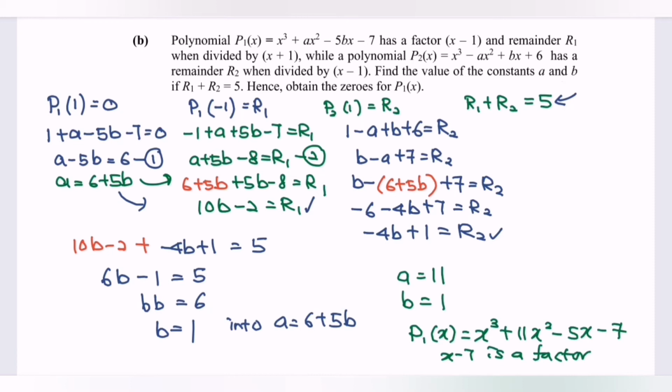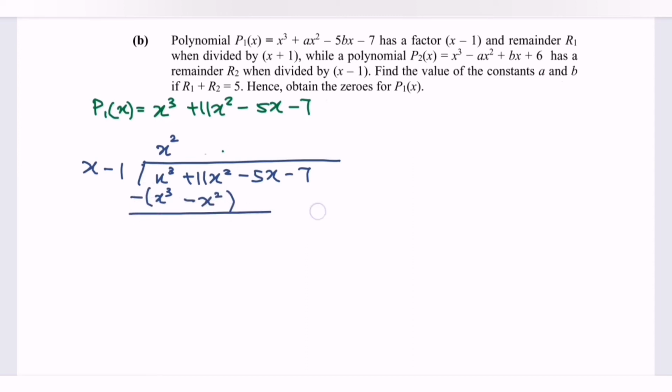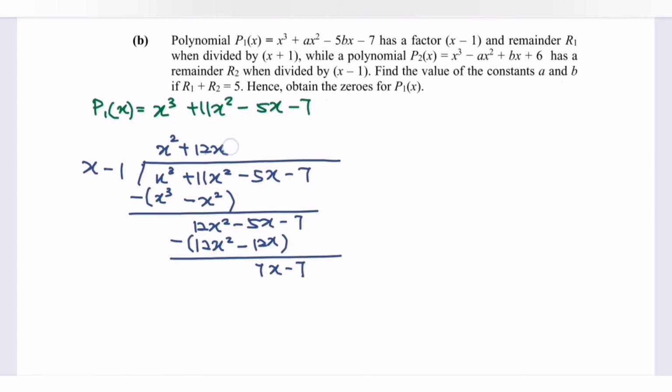So what we have to do is make use of long division to factorize p sub 1. Again, here we have x squared. So we will have x to the power of 3 minus x squared. Simplify, so we will have 12x squared minus 5x minus 7. Continue, plus 12x. For this case, 12x squared minus 12x. If we simplify, we will have 7x minus 7. So finally, plus 7. So 7x minus 7, and we will have the remainder 0.